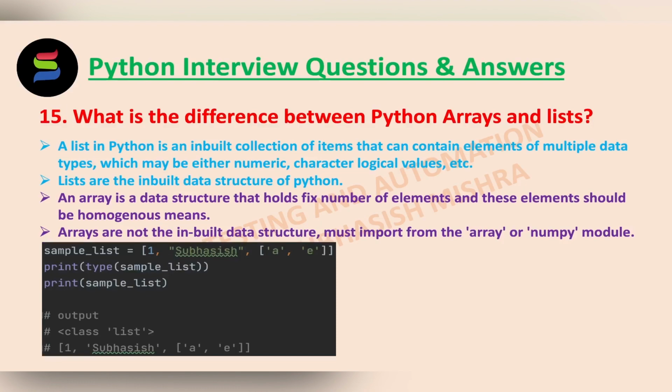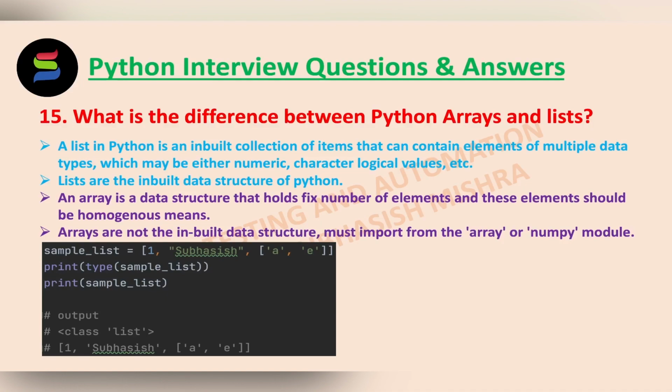Here you see one example of a list. So, we have a sample list and then we are printing the type and the list contents, right, printing that particular list. So, here you can see the details.